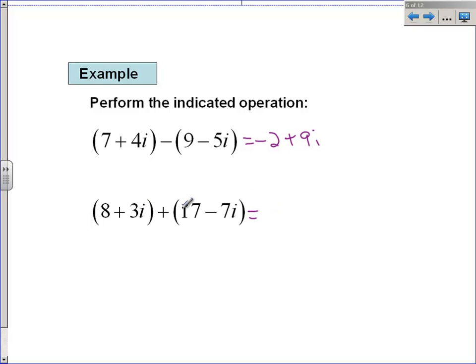Let's do another example here. We'll take the real parts and add those together. So 8 plus 17 is 25. And then 3i plus negative 7i is minus 4i. So that's adding and subtracting. Very, very simple. Just collect like terms, basically. Add or subtract the real parts, then add or subtract the imaginary parts. And then put this in standard form. This is a plus bi form.